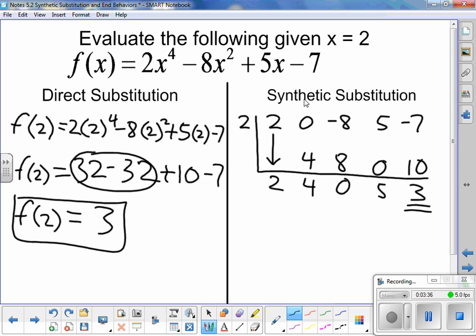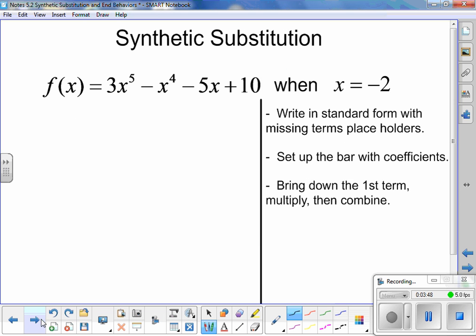The reason why I'm showing this way is because eventually we're going to do a thing called synthetic division, and in order to do that, you have to know how to do synthetic substitution. So this is just an introduction to it. We are going to use it again later. So how did I do that?